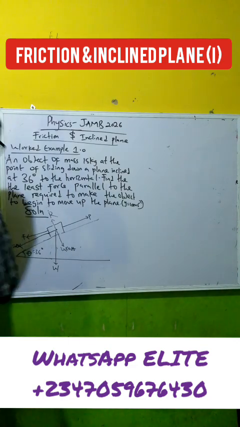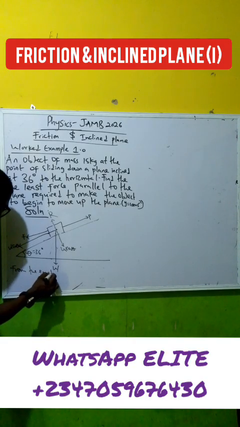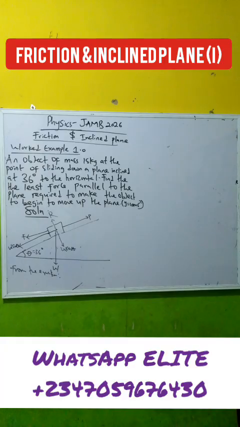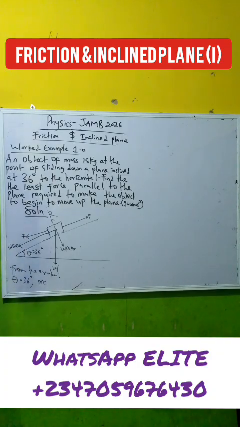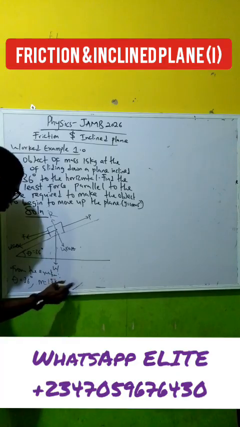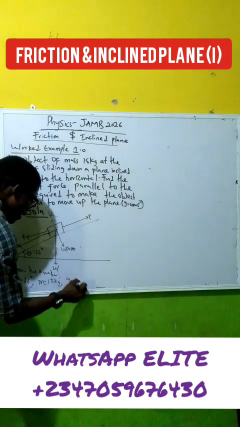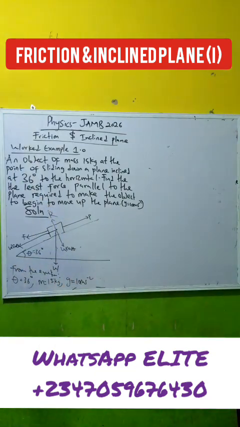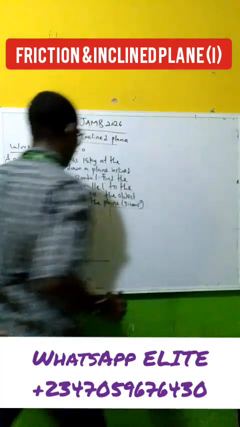From the question, what can you notice? Our theta is 36 degrees, and according to the question our mass is 15 kilogram. Then our g is 10 meter per second square. In physics you have to list out your parameters. It is very essential you list them out.